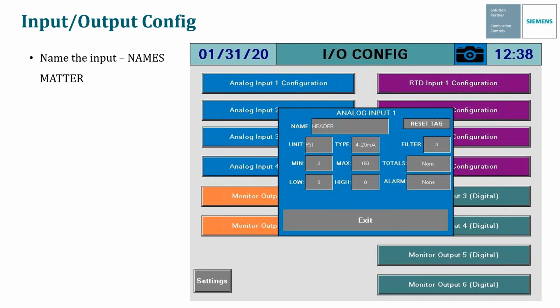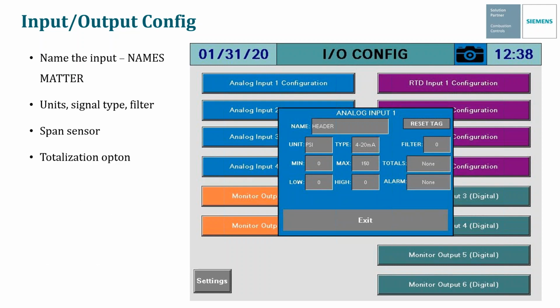Once you have named the input, the other options show up, and you have to input the units for that sensor and the signal type. In this case, it's 4-20. And then you can also have a filter here. If the signal is a little sporadic or jumpy, you can use the filter to smooth things out. Then you need to span the sensor. In this case, we have a 0 to 150 PSI sensor, so in our min and max, we put 0 and 150.